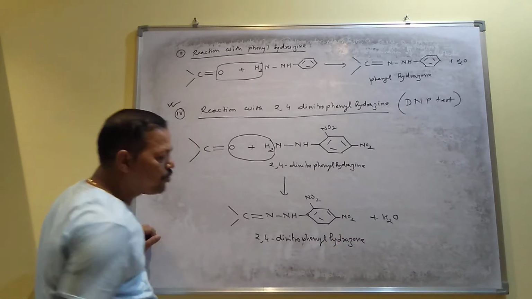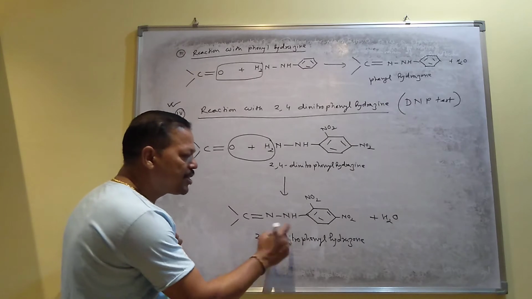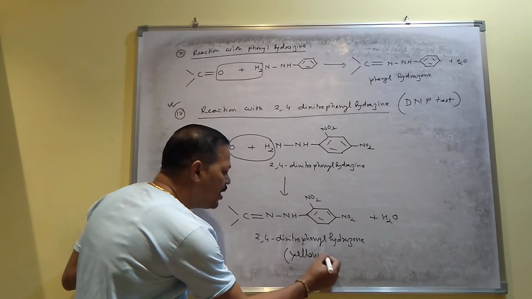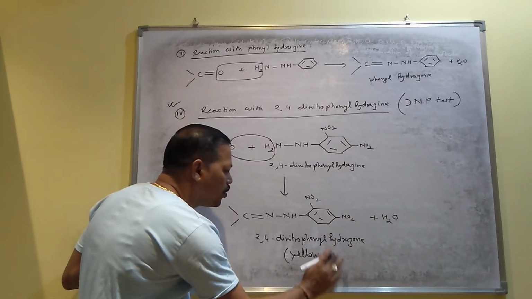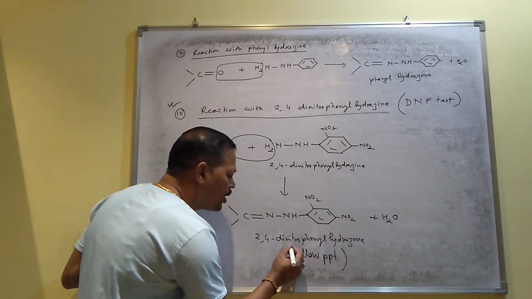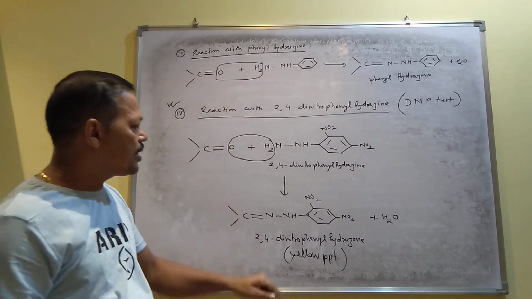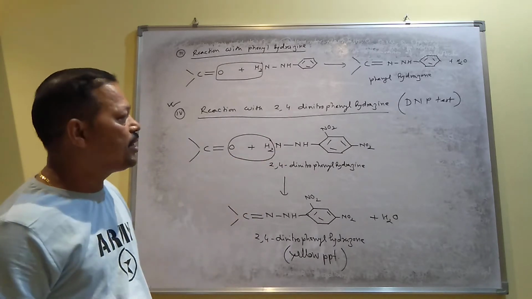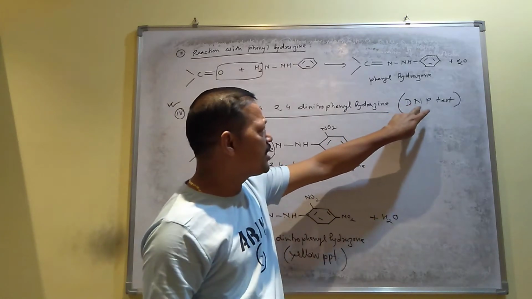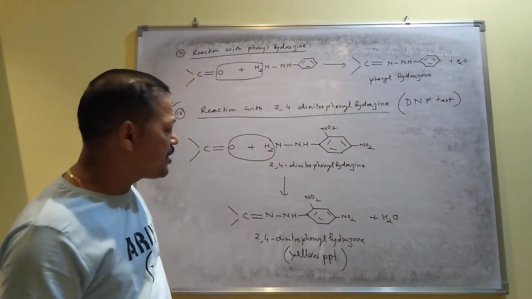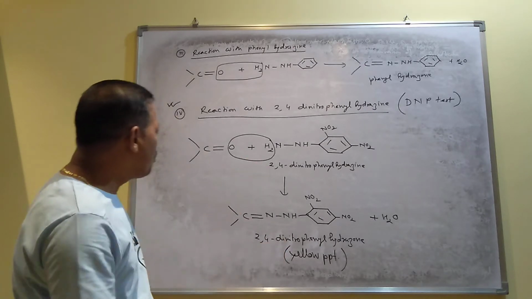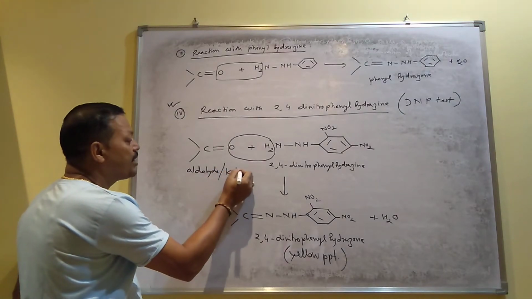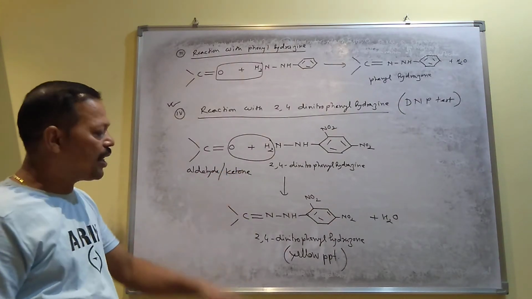Hydrazine always gives hydrazone as product, and this compound has a special characteristic property that it gives a yellow precipitate. When you carry out the reaction in the laboratory, after doing this reaction you will get the yellow precipitate, and this reaction is called the DNP test. DNP means dinitrophenyl. This reaction can be shown by only aldehyde and ketone, not by other compounds. Only aldehyde and ketone can show this DNP test.